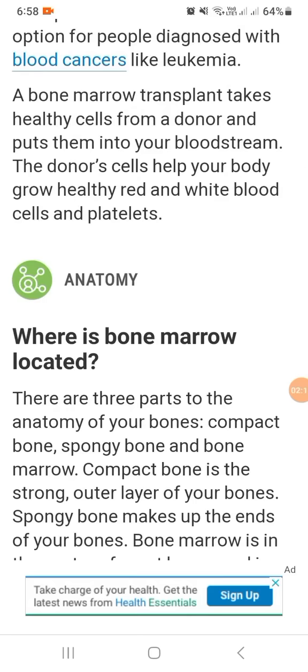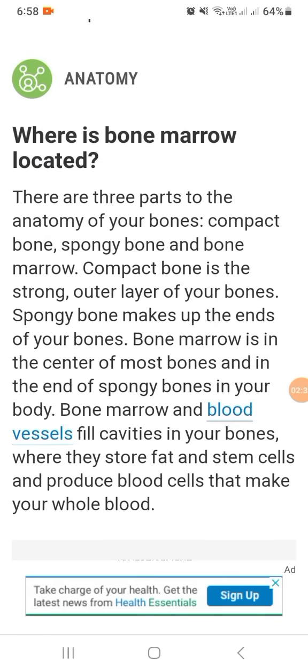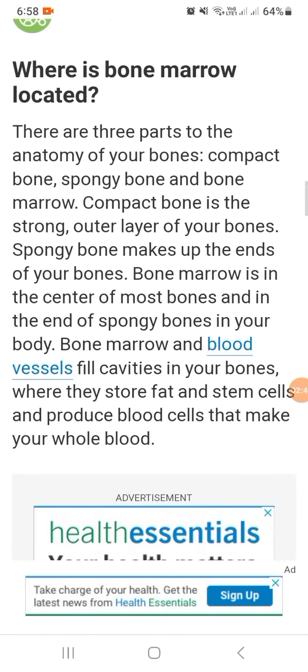Where is bone marrow located? There are three parts to the anatomy of your bone: compact bone, spongy bone, and bone marrow. Compact bone is the strong outer layer of your bone. Spongy bone makes up part of the bone. Bone marrow is in the center of most bones and at the end of spongy bone in your body. Bone marrow and blood vessels fill cavities in your bone where they store fat and stem cells and produce blood cells that make your whole blood.